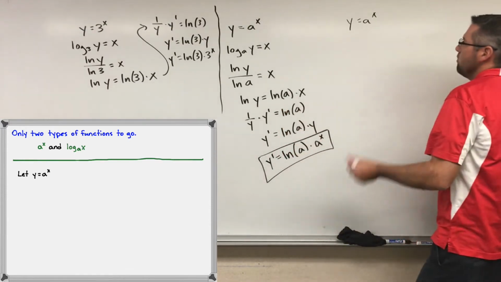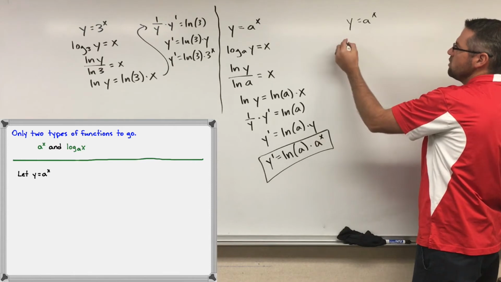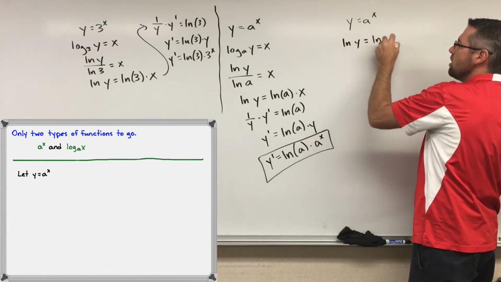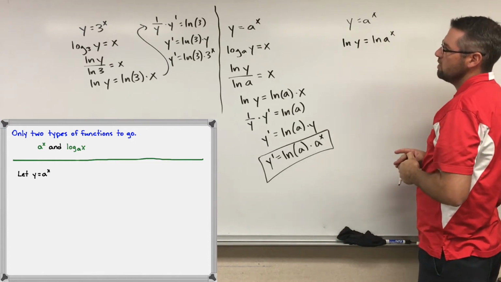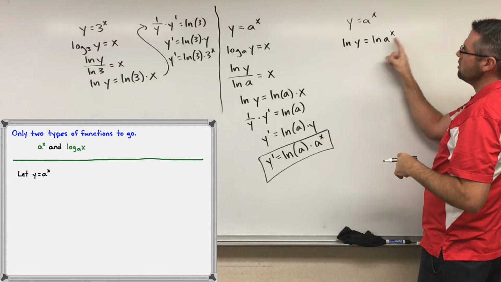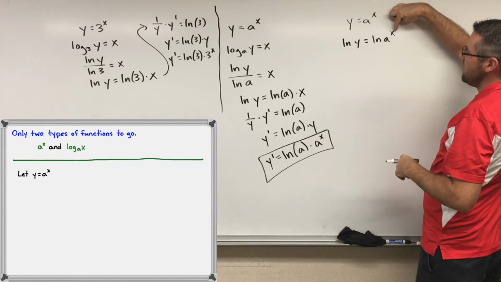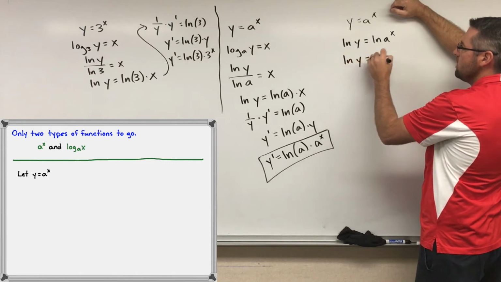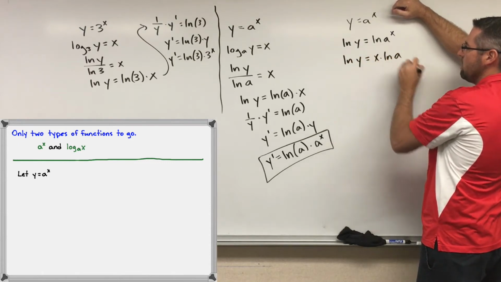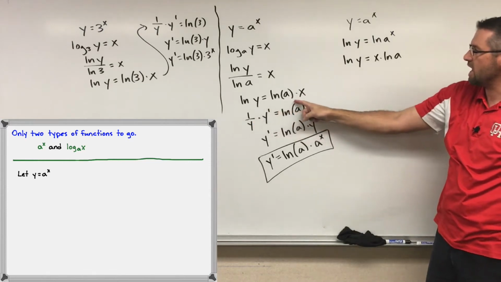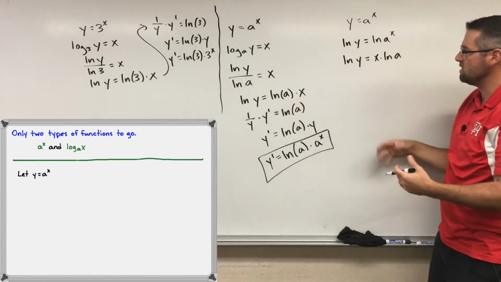So remember, whatever you do to one side, you have to do to the other. So if I take the natural log of both sides, I get natural log of y equals natural log of a to the x. Okay? Now, I can use my power rule when it comes to logs. Remember, when it comes to logs, we can take that exponent and move it to the front, so we end up with natural log of y equals x times natural log of a, right? And from there, you can see that I have basically the same thing that I have right there. It's just a matter of getting to that point.